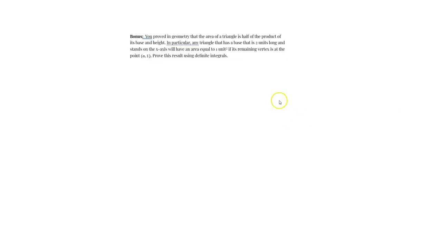Let's just do the bonus real quick here. So you proved in geometry that the area of a triangle is half of the product of its base and height. So you have an area of a triangle, 1/2 base times height. In particular, if a triangle has a base that's 2 units long and a height of 1, its area will be 2 times 1 times a half, so 1.